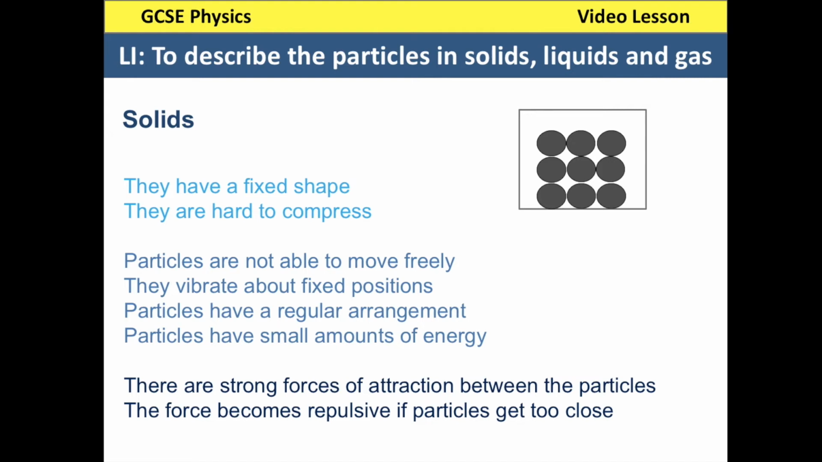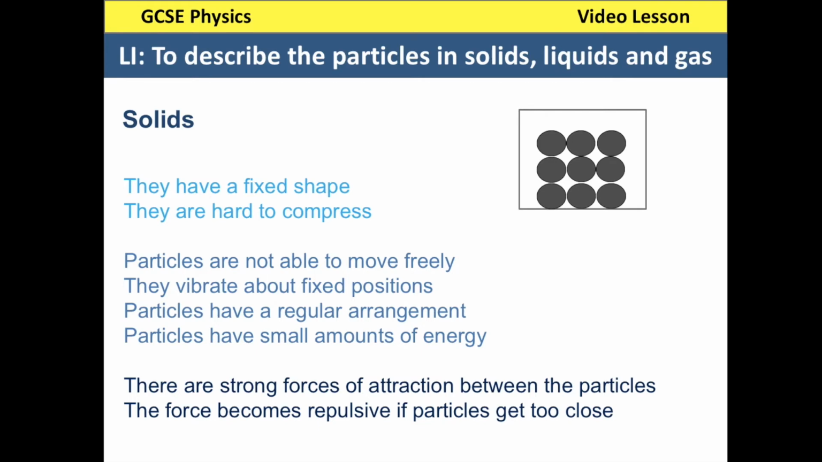Now then we can look at solids on a particle level. The particles in a solid are not able to move freely. They do stay in the same place, but they vibrate about those fixed positions. The particles have a regular arrangement in neat ordered rows and columns, and the particles will only have a small amount of energy, which is why they vibrate.